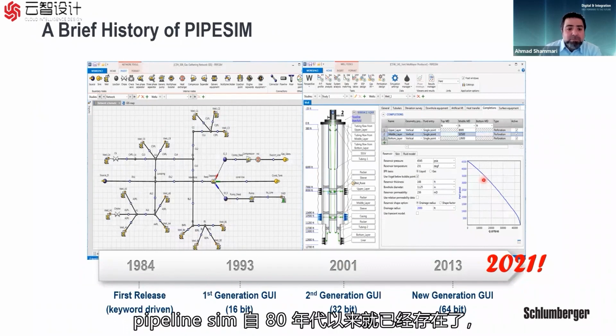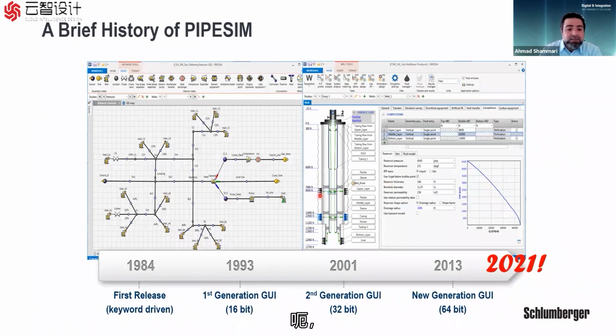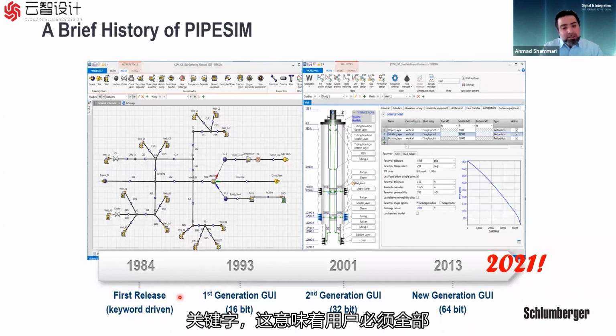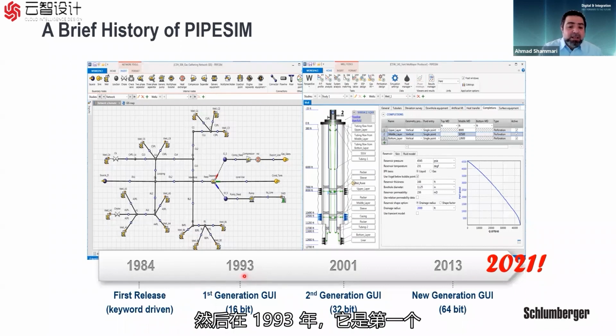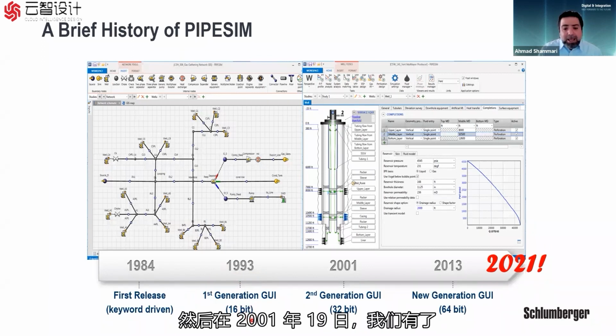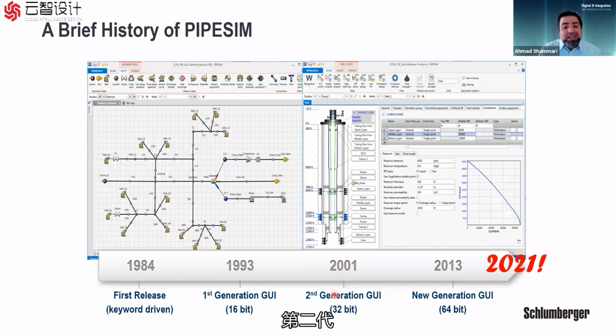PIpeSim is not new. PIpeSim has been there since the 80s, and in 1984, PIpeSim was first released, and it was only keyword driven. Keyword meaning the user has to go and type the description of the pipes, description of the fluid, etc. Right? And then in 1993, it was the first graphical user interface, where it was 16-bit at the time, right? And then in 2001, we have the second generation graphical user interface, and it was 32-bit.